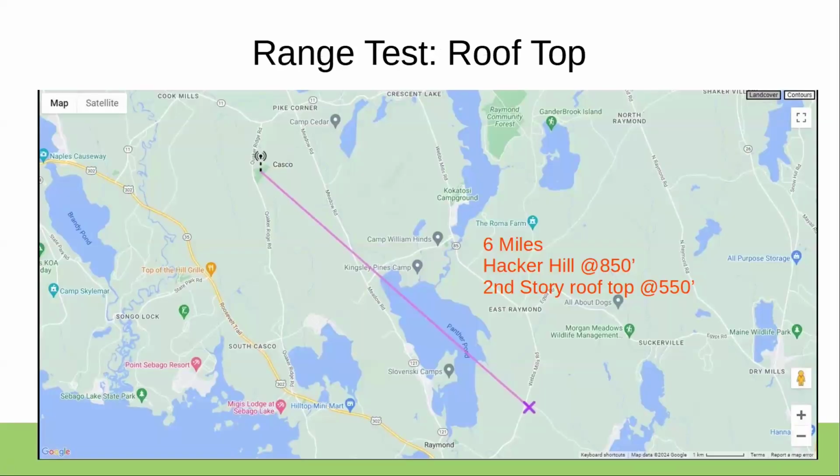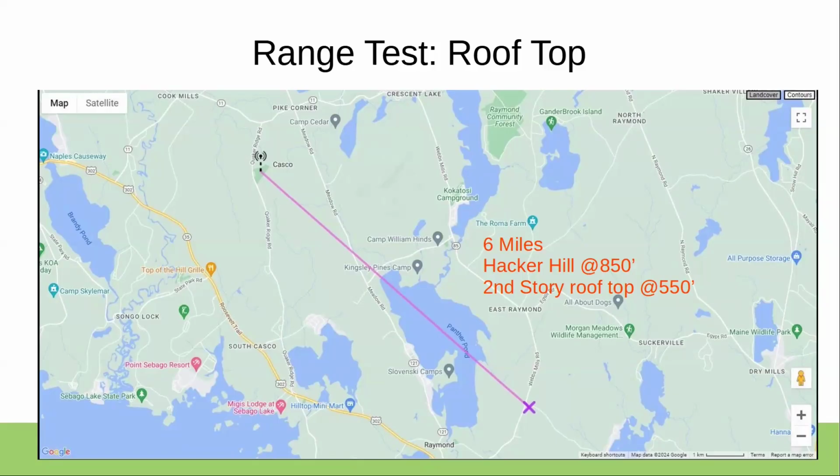Here's an example of a range test. In this case, this is me. I had a node on my rooftop, and then I went up to the top of Hacker Hill in Casco, and I was able to connect. This is my first long range Meshtastic connection. Like last year, I was super happy about it. But it did take getting up above the trees to make this long of a connection work. If we were just standing on the ground, it definitely wouldn't.